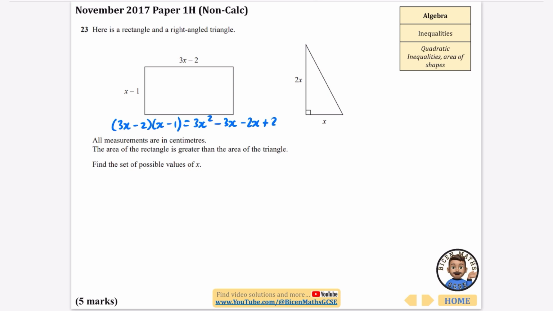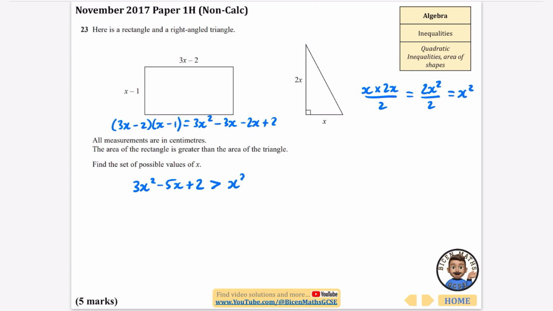So the area of the rectangle is greater than the area of the triangle. Okay, so my area of the rectangle is 3x squared minus 5x plus 2, and that's going to be greater than the area of the triangle. Let's work out the area of the triangle. The area of the triangle is going to be the base multiplied by the height divided by 2. And x times 2x is 2x squared, and 2x squared divided by 2 is x squared.